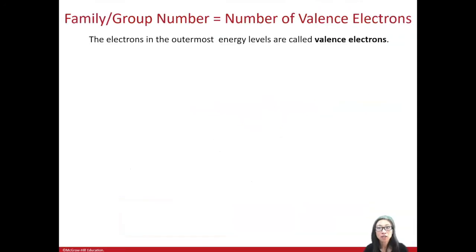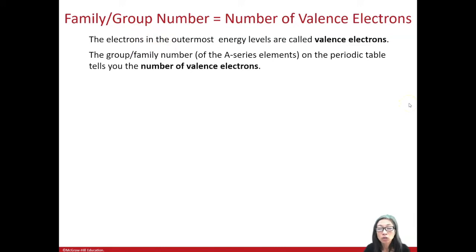The valence electrons are the most important electrons out of all the electrons. Or what's important is not just the valence electrons, but how many valence electrons there are. How many electrons are in that outermost energy level. So the number of valence electrons is also equal to the family number on the periodic table.